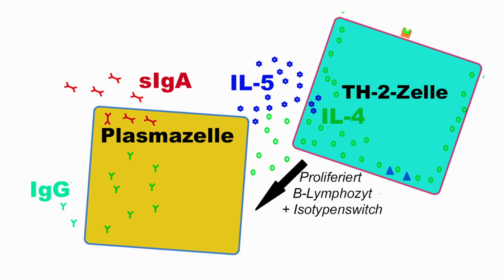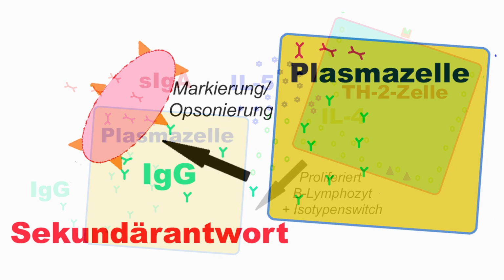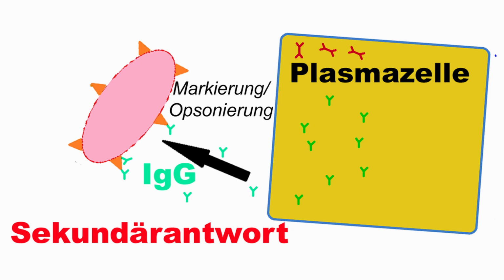In addition to IL-5, IL-4 secreted by Th1 cells contributes to isotype switching. Depending on the concentration ratio of various interleukins and other factors, e.g. on MALT-associated lymphocytes, an isotype switch to IgA can also take place. The consequence of the presence of IgG is renewed opsonization and marking of the pathogen via antibody-antigen binding for macrophages, the complement system and granulocytes.